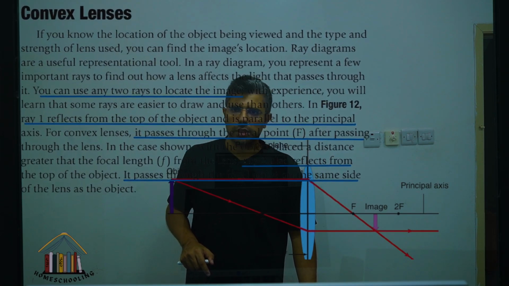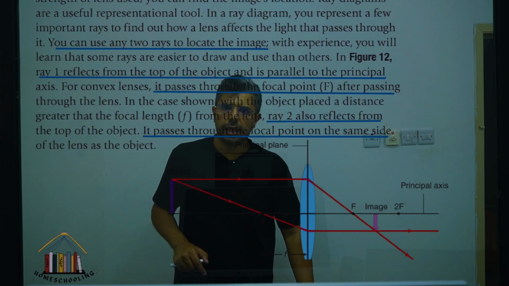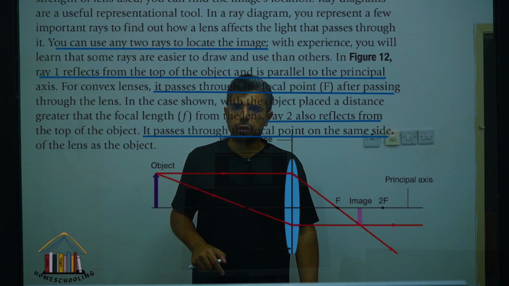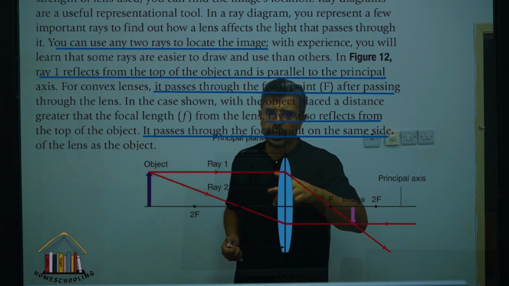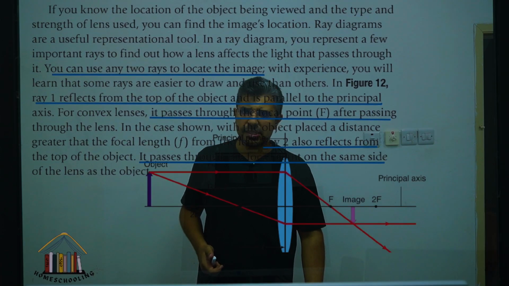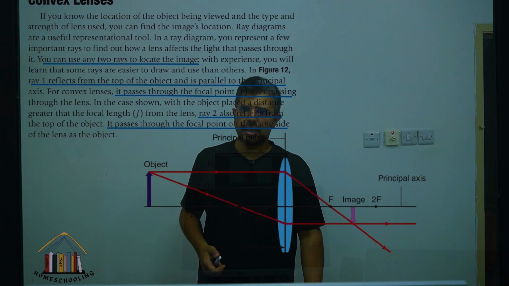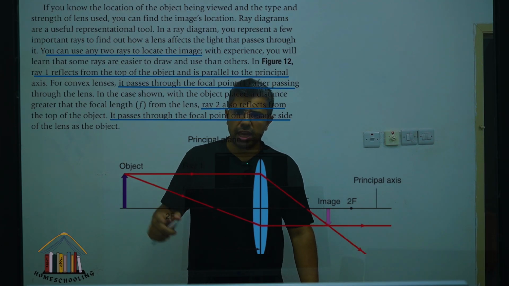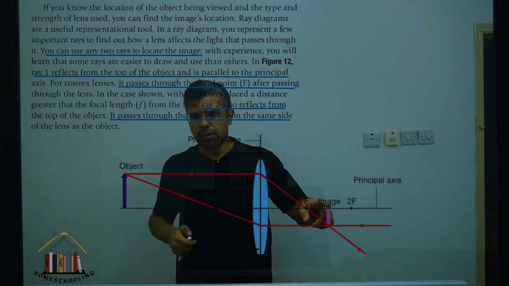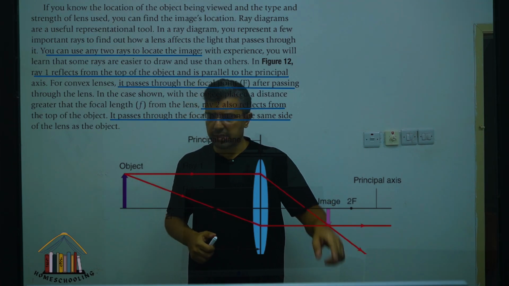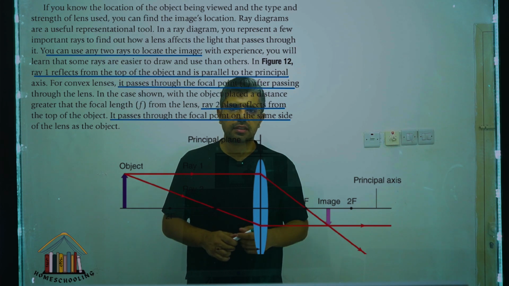So we can go through the text here. Here they are teaching us how to draw the image in the case of a convex lens. So here are the details. Mainly we have the object at the beginning, and look where the image is. But how do we reach this image, or how do we construct this image?